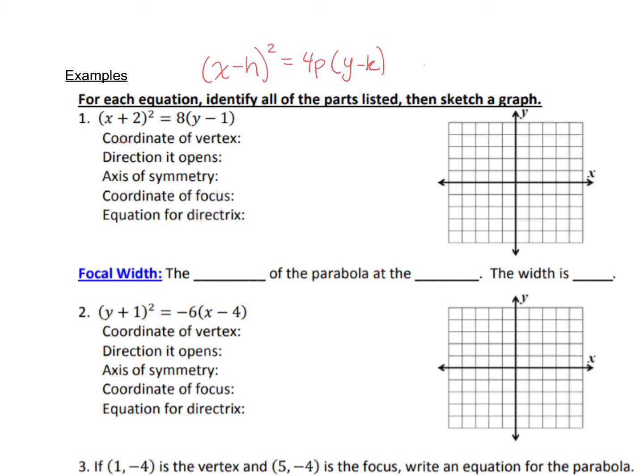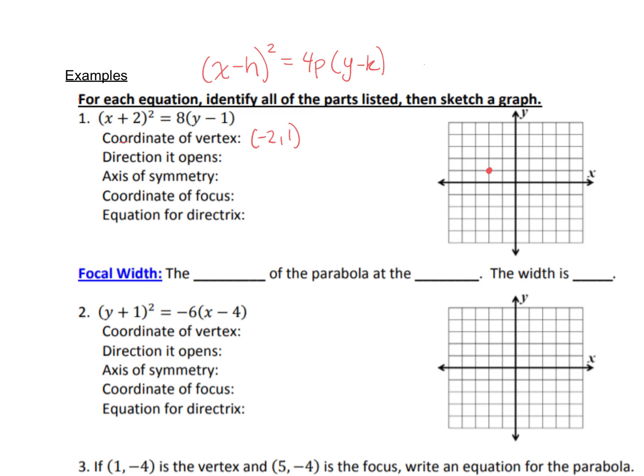All right, so the first important feature we have here is going to be the coordinate of the vertex. So that's going to be the h, k. Remember, it's always going to be opposite of what you see in the equation. So if I see positive 2, negative 1, it's always the opposite. So my vertex here is going to be negative 2, positive 1. Basically the same as we did when we were doing the equations for circles. Always the opposite of what you see. So I can go ahead and label that on my graph, negative 2, 1, which is going to be right here.